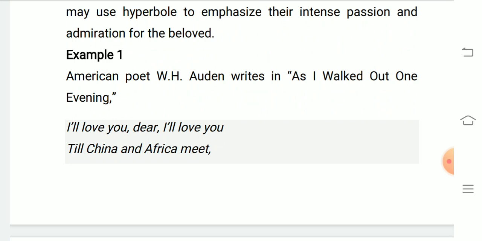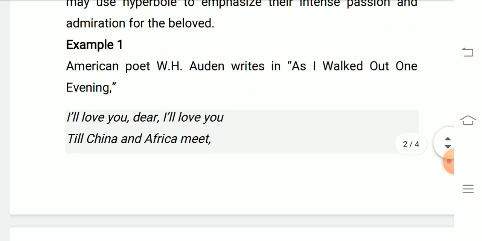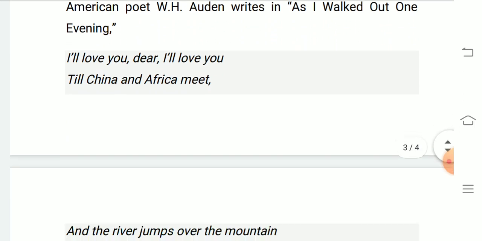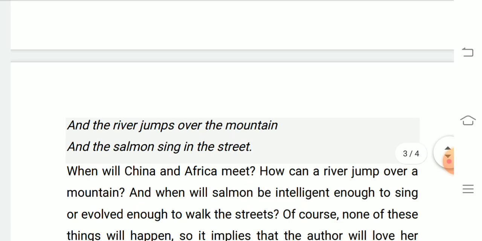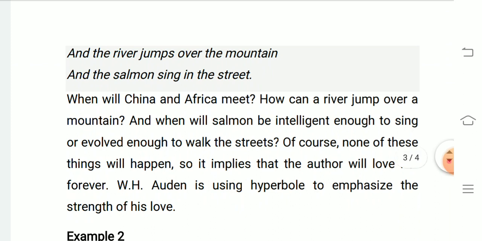American poet W.H. Auden writes in As I Walked Out One Evening, "I love you, dear, I love you, till China and Africa meet, and the river jumps over the mountain, and the salmon sing in the street." When will China and Africa meet? How can a river jump over a mountain? And when will salmon be intelligent enough to sing or evolved enough to walk the streets?